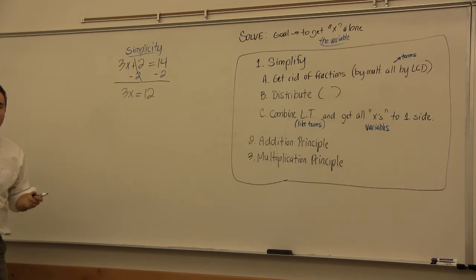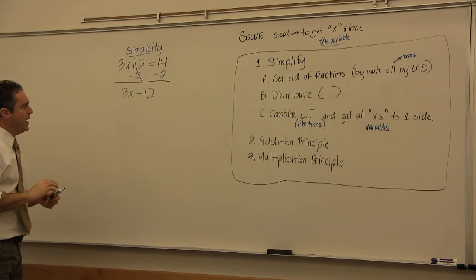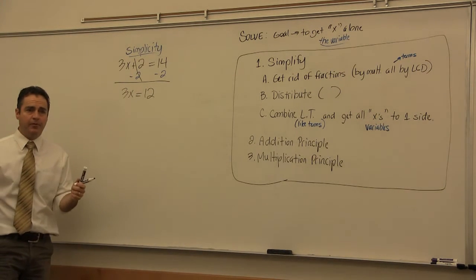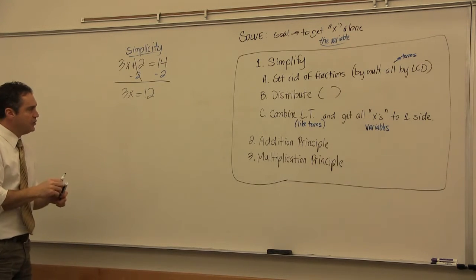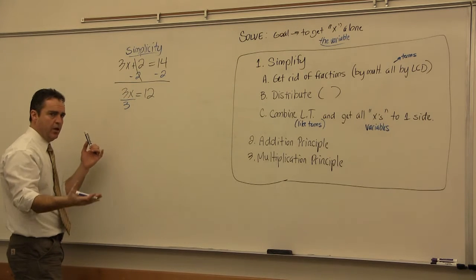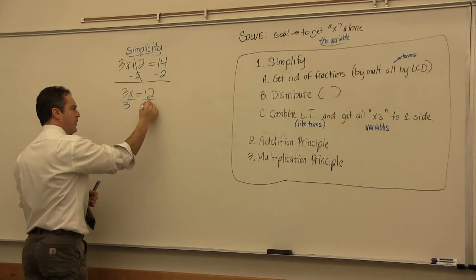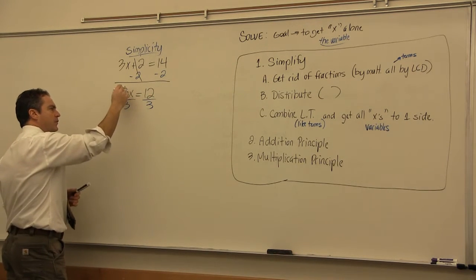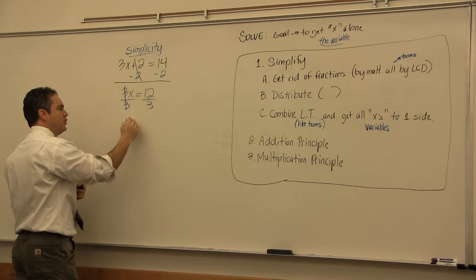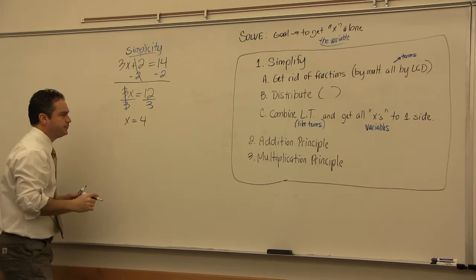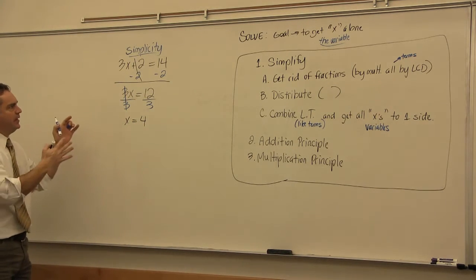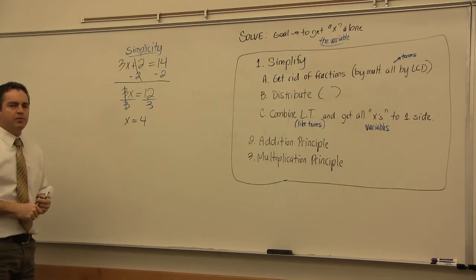And then we ask, who is sharing sides with x now? 3 is. What is it doing to x? It's multiplying. We're going to do the opposite. The opposite of multiplication is division. So we're going to divide this side by 3. Whatever we do to one side, we must do to the other. So we will divide this side by 3. These 3's cancel, become a 1. 1 times x is just x. And 12 divided by 3 is 4. So the feedback that we got on this assignment is that this is pretty straightforward.